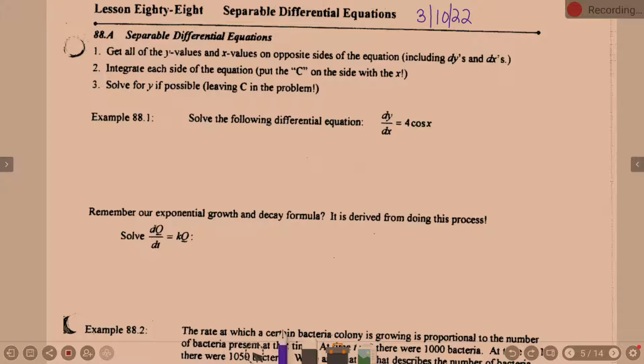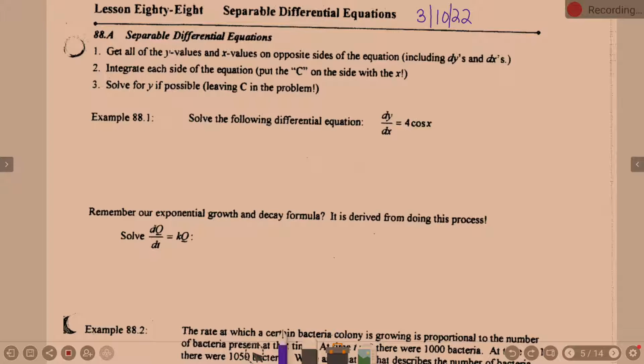Now, sometimes we'll be given specifics, and we'll be able to substitute in and find what c is to make the equation more specific. Sometimes we have to leave it general. So as we look at example 1, solve the following differential equation. Step 1 is to separate y's and x's. Y's on one side, x's on the other side. What does that mean we need to do here?